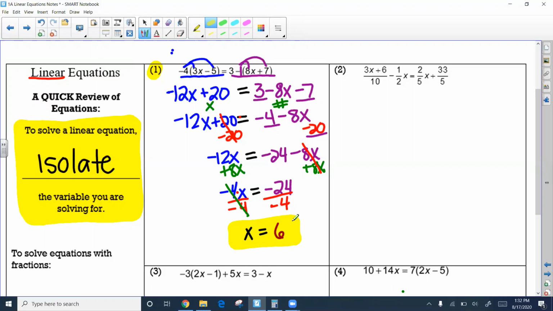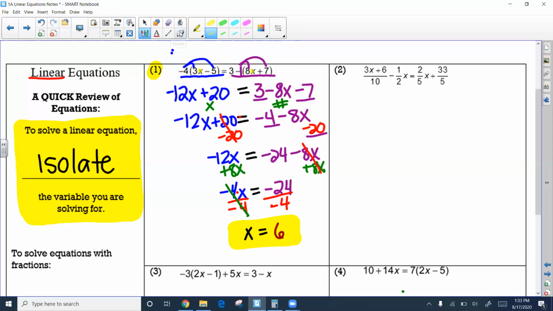So what it means to be a solution is that number makes the equation true. So if I were to plug that number into the equation for both x's, so here and here, and simplify each side, it should make both sides equal. It should make the equation true. So you can always check your work by plugging in the number. You should do that if you're doing an assessment, but we're not going to right now, just mostly for space and time.